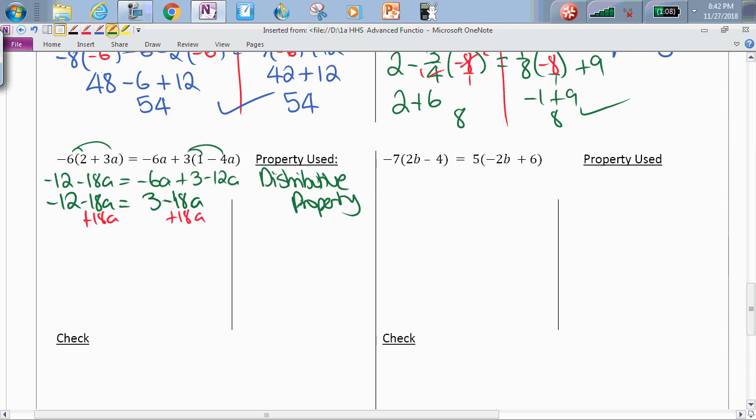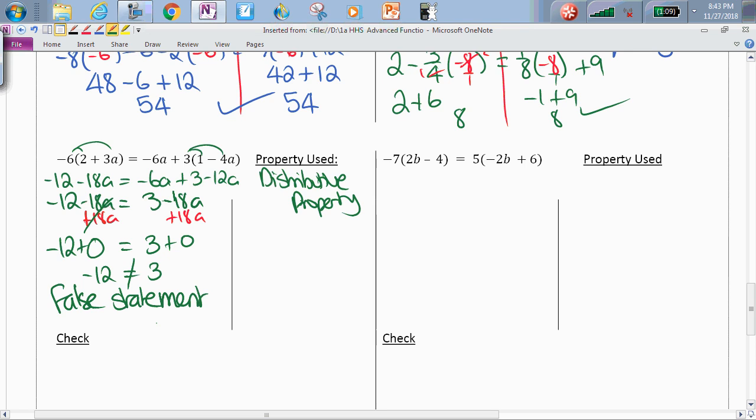And that will actually give me 0 here. And negative 12 plus 0 equals negative 12. Now negative 12 is left equaling 0. That doesn't work. So this is a false statement because your letters or variables all cancelled out, which means there's no solution. In terms of properties, I combine like terms here. And then I did the addition property of equality.